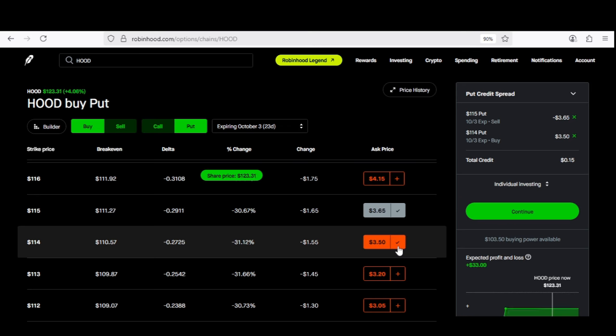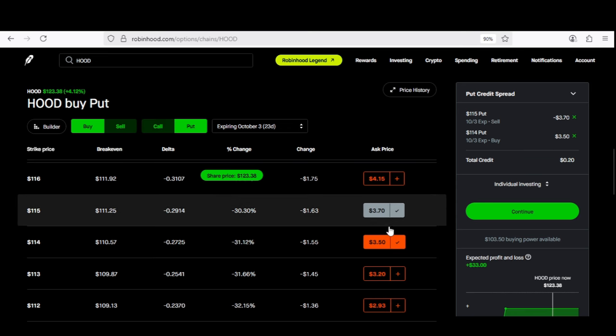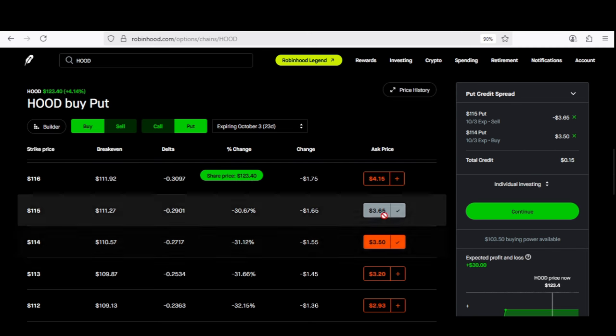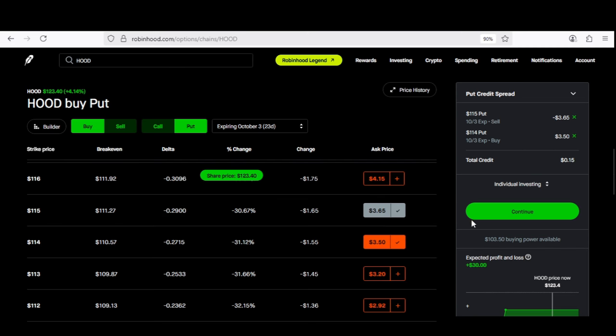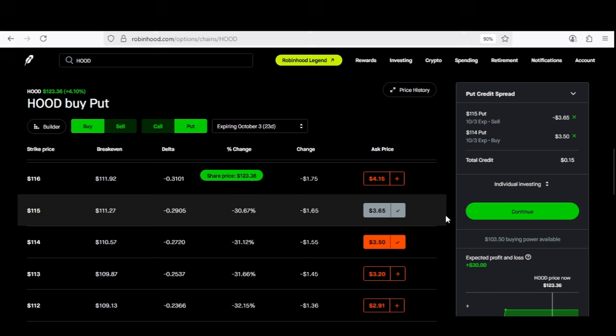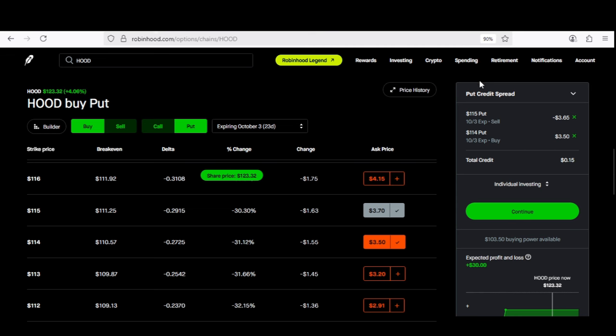Now, the amount of money you're going to get should ideally be the difference between your sell here and your buy here, but you're going to see it's not going to be an exact science. It's not going to be $15 once I hit continue. But before I do that, I want to bring something else to your attention. In order for you to do this option strategy, which is known as the put credit spread, you're going to need to leave some kind of collateral.